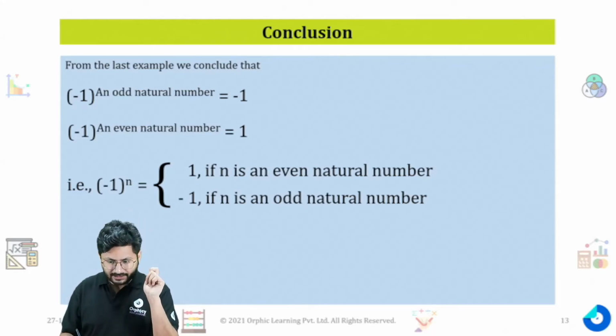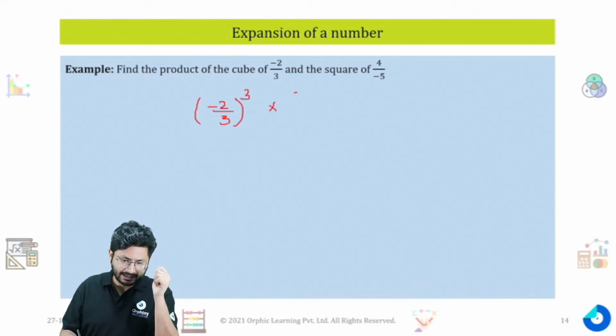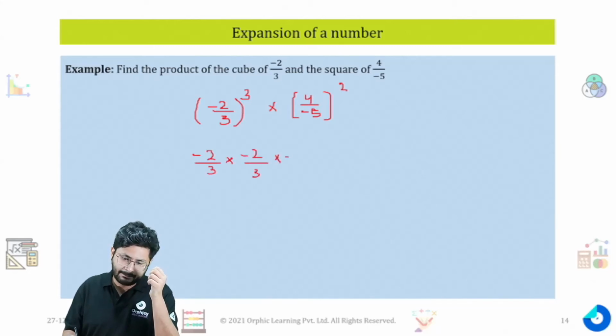Now expansion of numbers, let's see another example. Find the product of the cube of -2 by 3 and square of 4 by -5. So let's do it. Cube of -2 by 3. What does cube mean? A power of 3. And the product of this and another number, that is 4 by -5, square of this. Square means a power of 2. So it will become -2 by 3, -2 by 3, -2 by 3, and 4 by -5, 4 by -5.